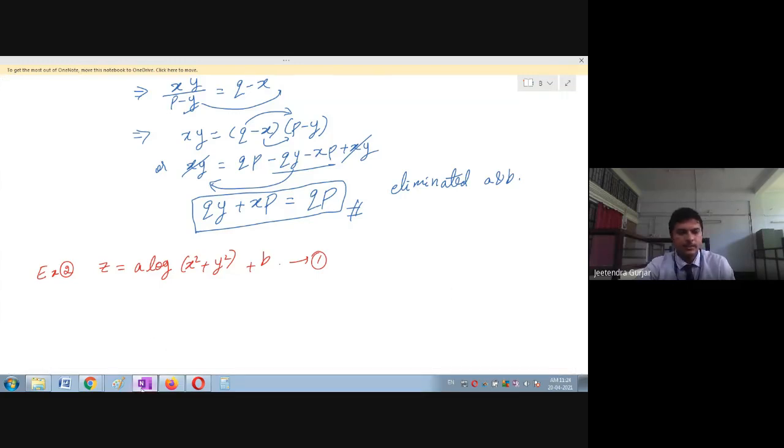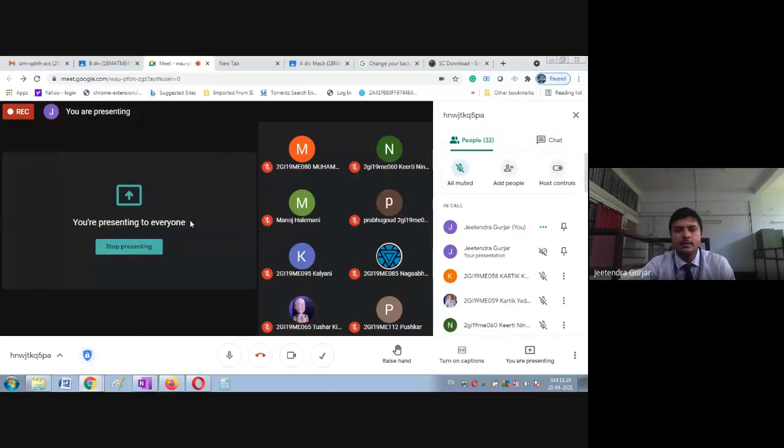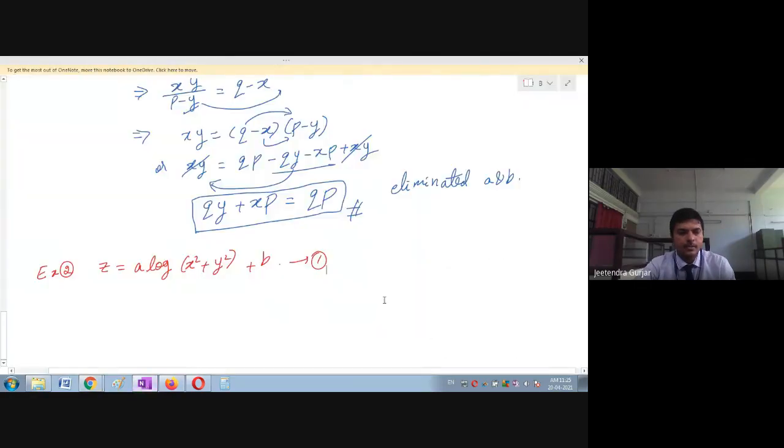Yes, anyone got the answer? Have you written the question? Okay. So, answer please. Tell me. Karthik, Kirti, Manoj, Muzammil, Nagabhishek, please try to simplify this. Very easy.